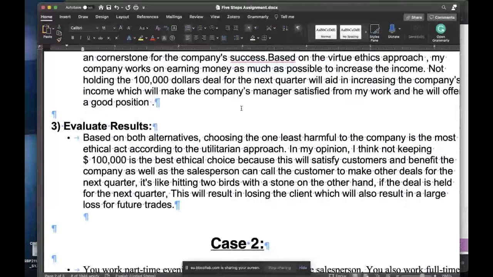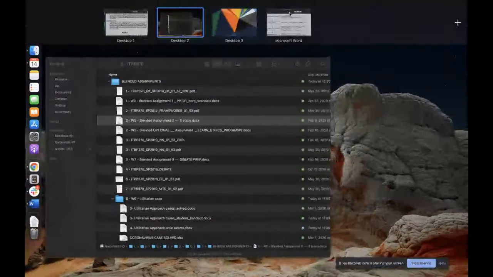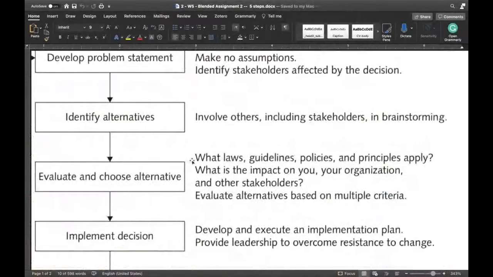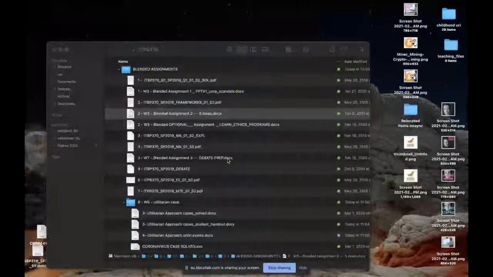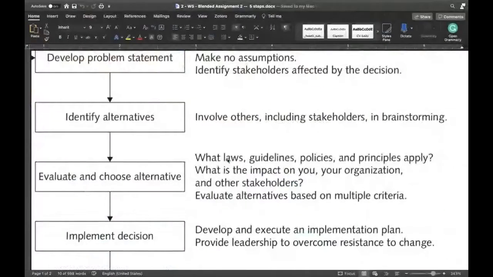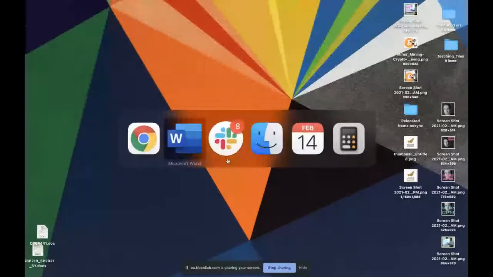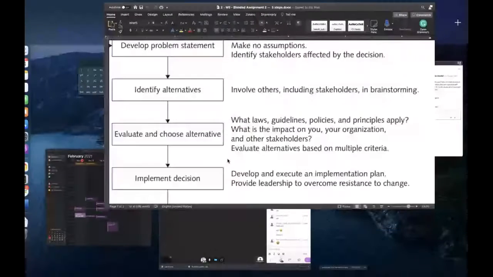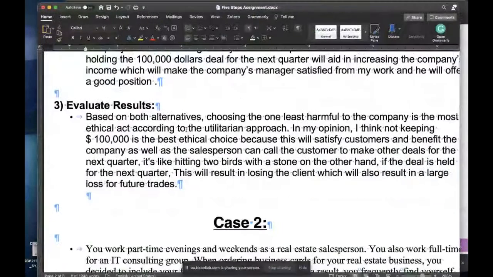So here you can go deeper into the evaluation: what laws, guidelines, policies. It would be good to know this company's code of conduct. Maybe you can read it and say, oh my God, it really says in this line, you should never record a sale in a different quarter. That would be very good to apply here. Okay, so let's go back. How did you evaluate these alternatives?